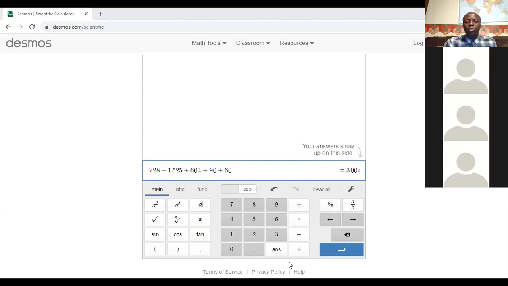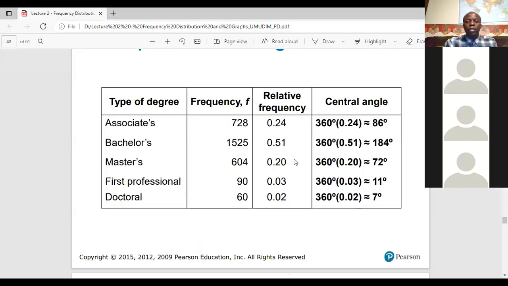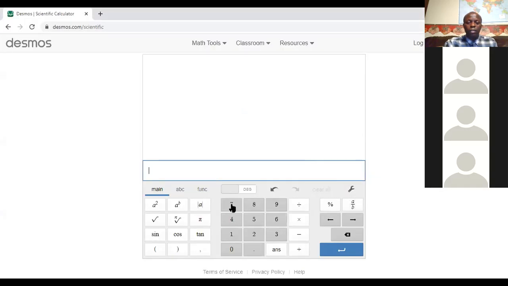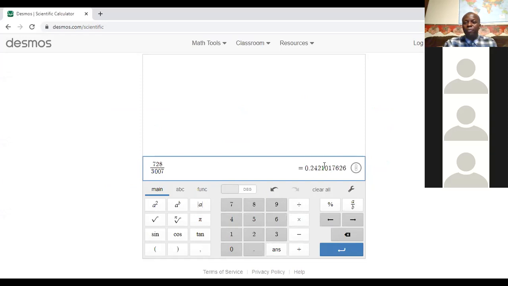Remember from what I explained to you a few days ago, relative frequency means the frequency divided by the total. For the first one, we have 728 divided by the total. We got the total as 3007. You got 0.242, you have many decimal places. We normally stop at the second decimal place, which is 0.24. That is how they get the answer 0.24 right here.